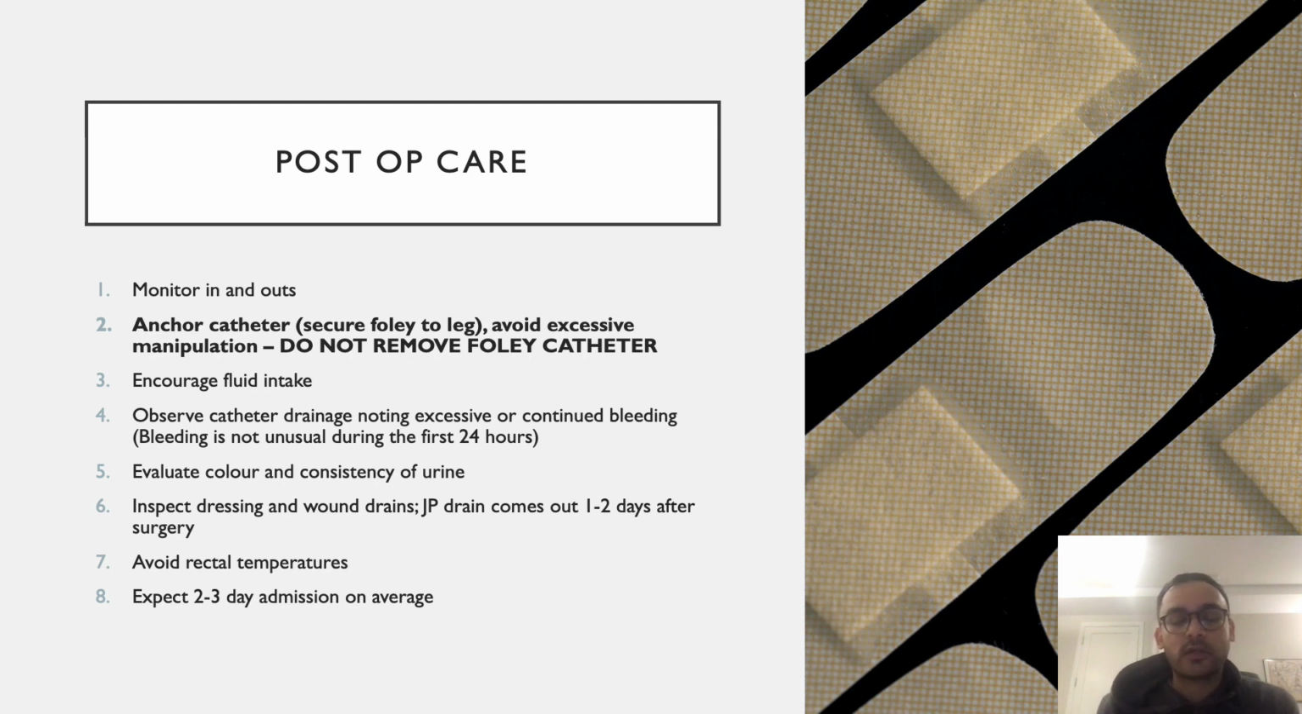We encourage lots of fluid intake for the first 24 hours. They're going to be on IV fluids and then transition to PO fluids. In terms of diet, they're typically going to be on clear fluids the first evening, and then diet as tolerated with solid foods the next day. We observe the catheter, make sure it's draining. If it's blocked, we flush it, evaluate the color and the consistency of the urine, and do the routine dressing checks. They're typically going to have staples for their incision. The JP drain, as I mentioned, will come out prior to discharge.